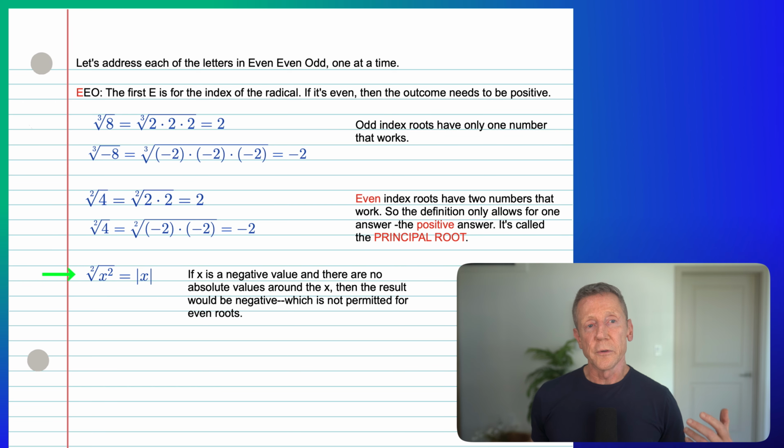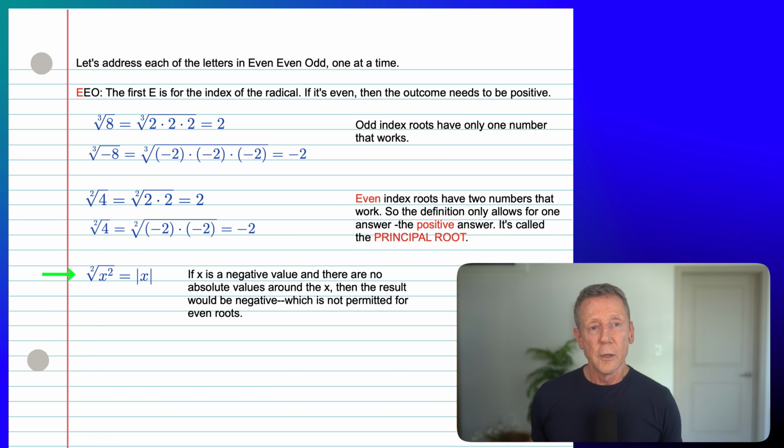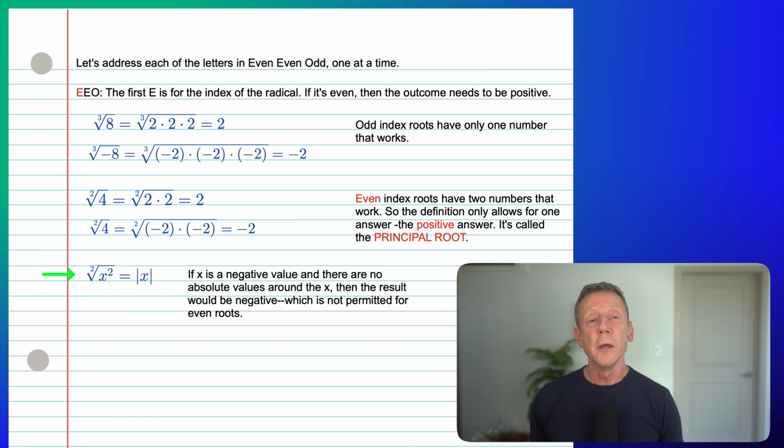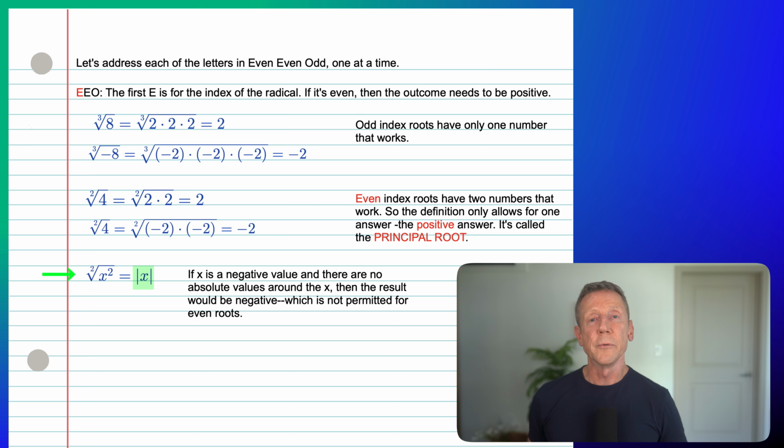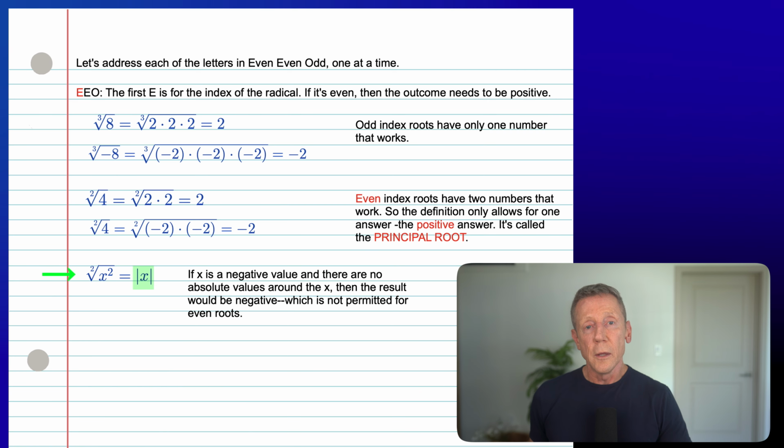Now let's take a look at the square root of x squared. The square root of x squared would be x. But if it turned out that x was, say, negative 2, then I'm putting a negative 2 out there, and that's a negative value coming out of an even index radical. So I must put absolute values around that x to make sure that no matter what x is, the outcome is positive.